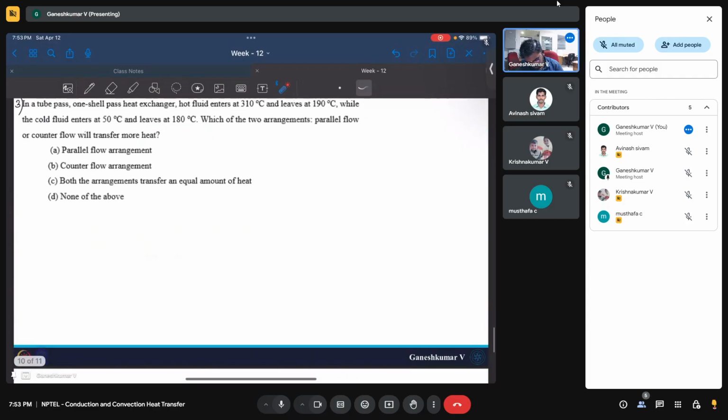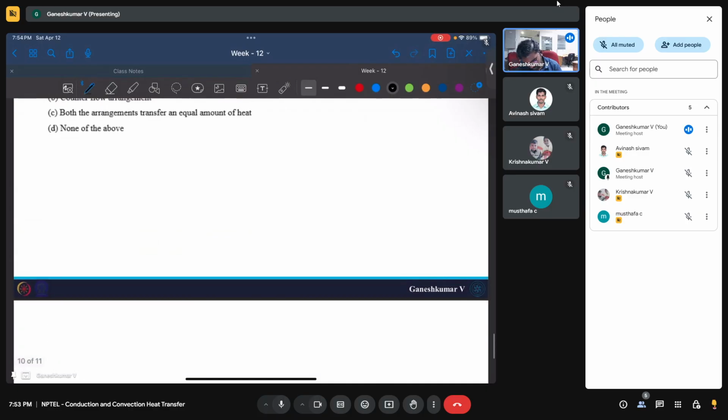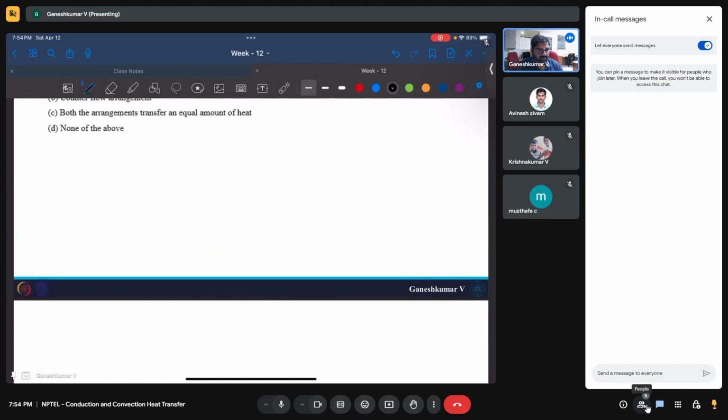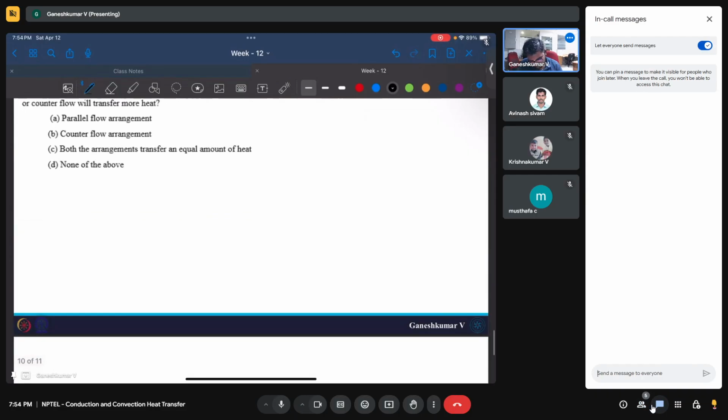So what do you guys think? Maybe I will draw a heat exchanger, both parallel flow and counter flow. In the meanwhile you can give your answers. You can either unmute yourself or use chat. A is parallel flow, B is counter flow, C is both have equal heat transfer, D is none of the above.